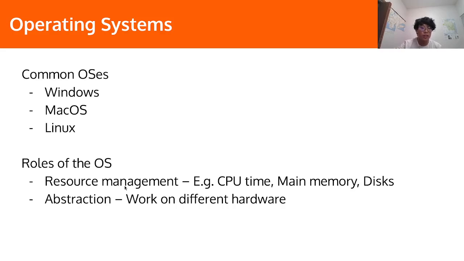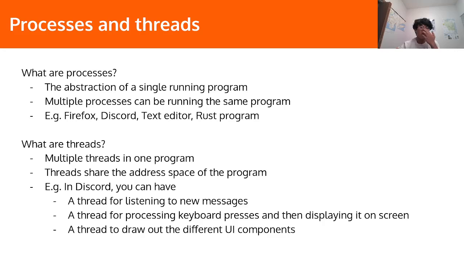Another role of the OS is abstraction. For example, the same Windows OS will work on different machines. Your laptop is not the same as mine, but we still use the same Windows OS and you can run the same programs. So that's the role of the OS. It helps to provide that abstraction layer on top of which we can run our normal user programs.